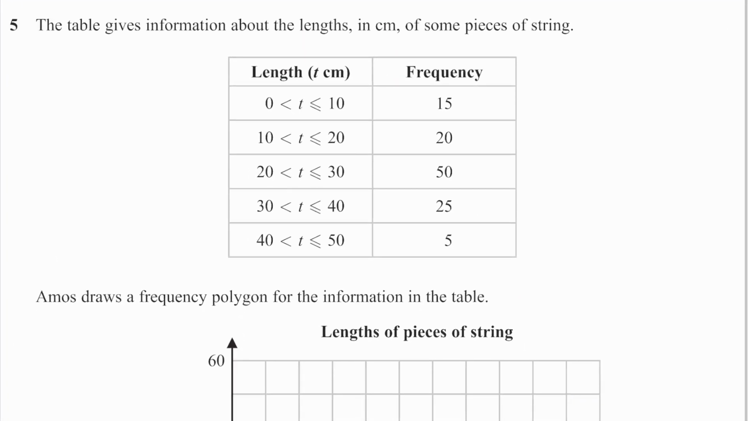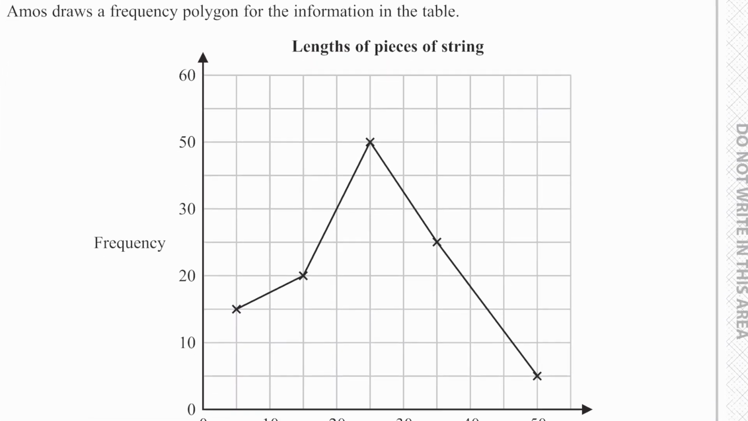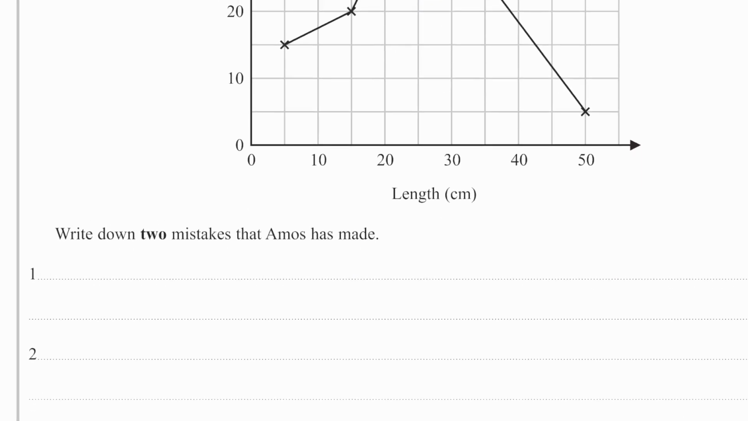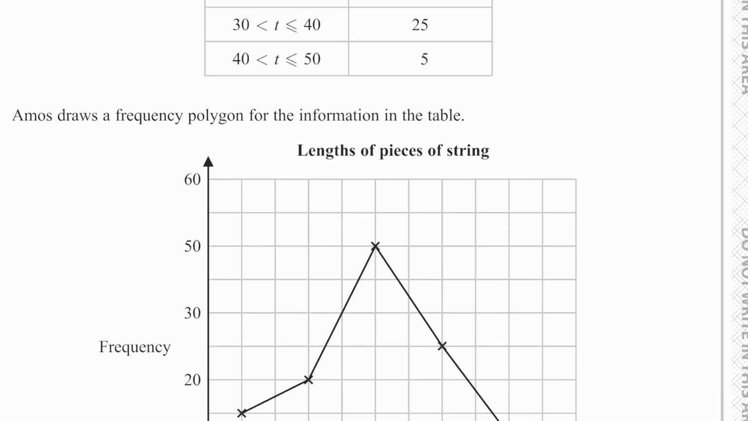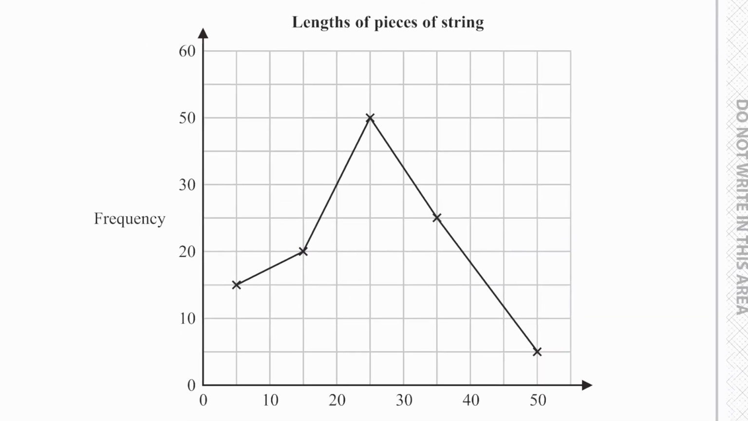Question 5, the table gives information about the lengths in centimeters of some pieces of string. Amos draws a frequency polygon for the information in the table. Write down 2 mistakes that Amos has made. So let's have a look at his polygon. We've got to compare this with the graph. Looking at the graph, first of all, you should be able to notice if you look at the frequency axis, he's going in jumps of 10, but then he's missing one number. So from 30, he goes straight to 50, whereas he should have 40 over here instead and then go to 50. So he's missing that from the axis.